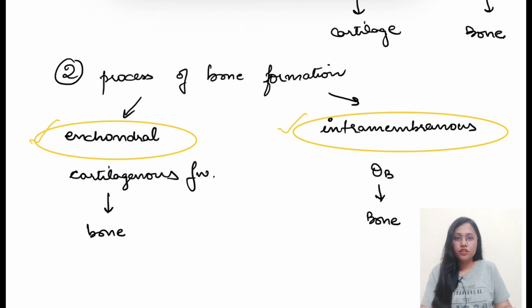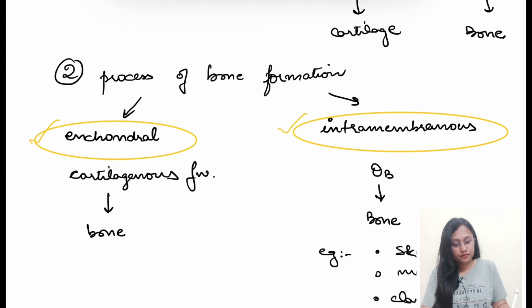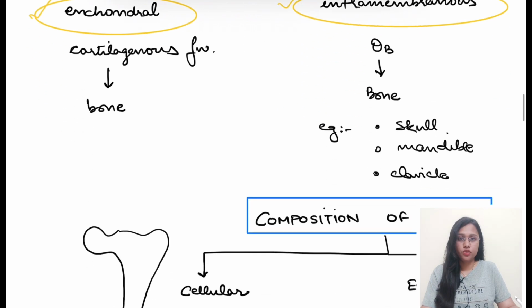So it is important to know which bones are endochondral and which bones are intramembranous. Always remember that most of the bones are endochondral in ossification, whereas a few bones like your skull, mandible and clavicle are intramembranous, meaning they are directly being formed from the osteoblast.